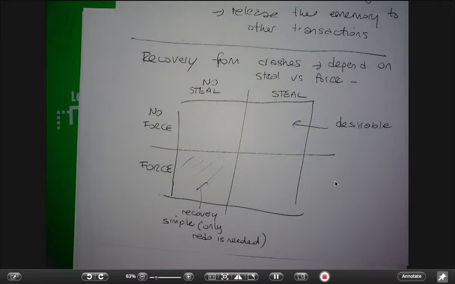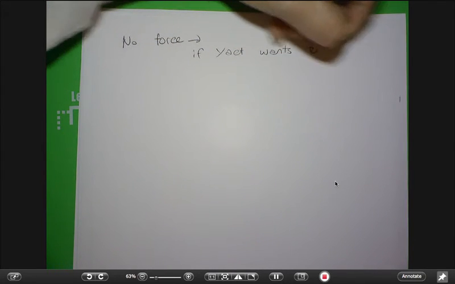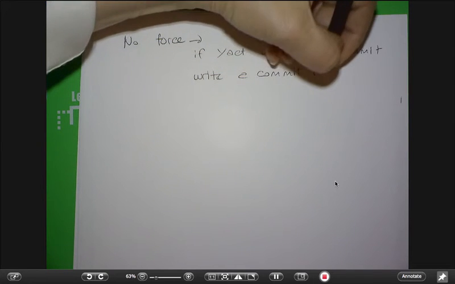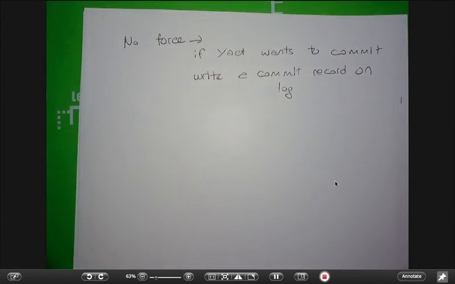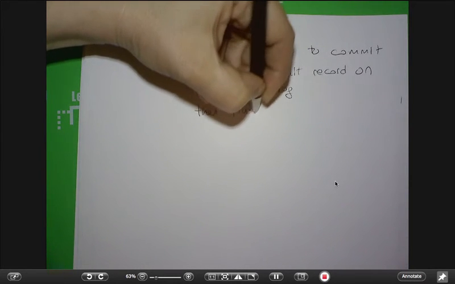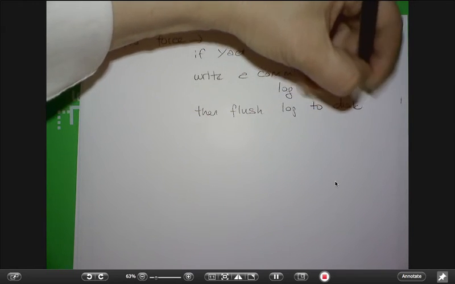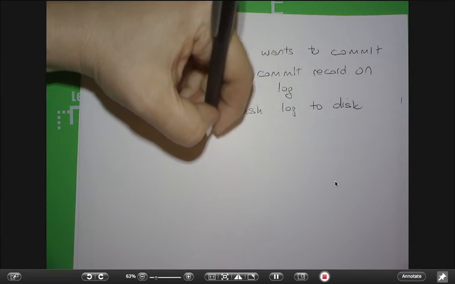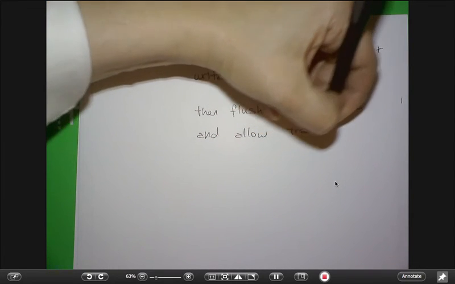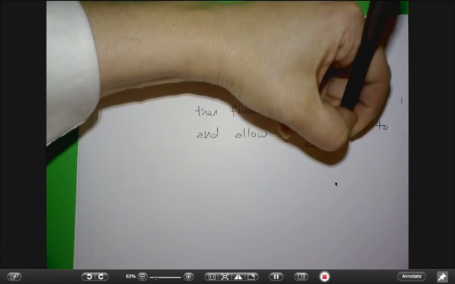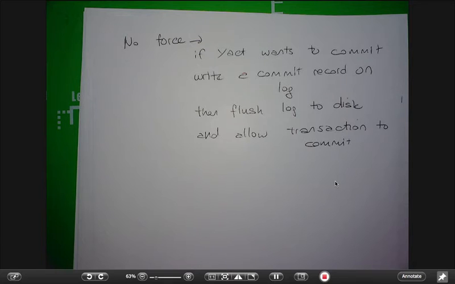So how does no force work? Well, in no force, you basically commit transaction, right? So let's write that one too. So let's make sure that we understand all of these. So no force means that if transaction wants to commit, you write a commit record on log. Then you flush the log. Then allow the transaction to commit. All I care is that the log is written to disk.